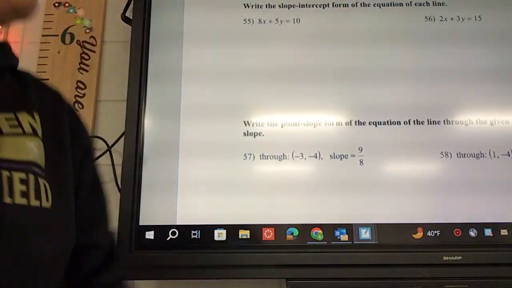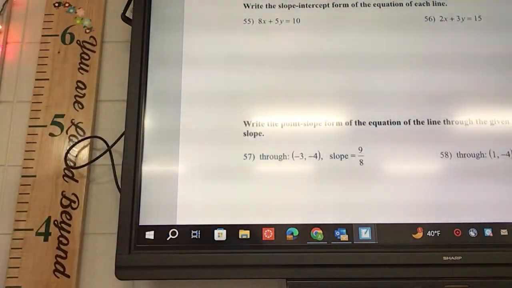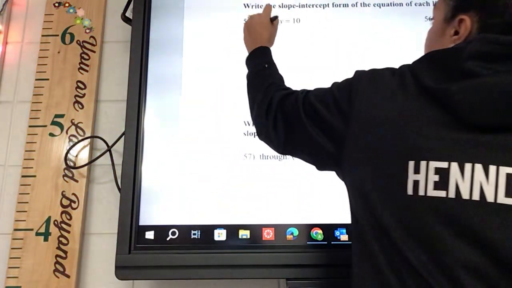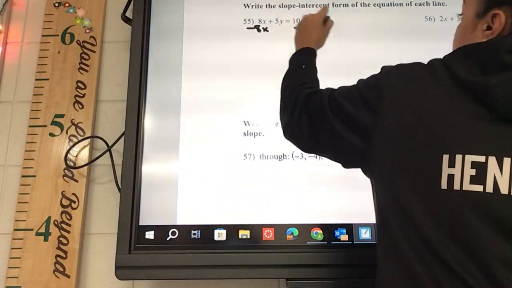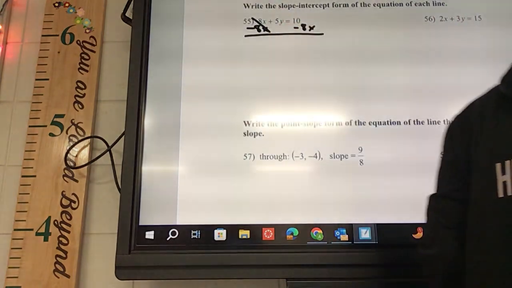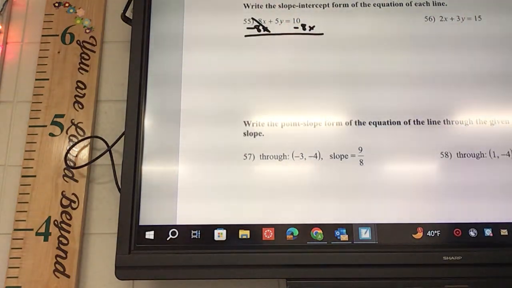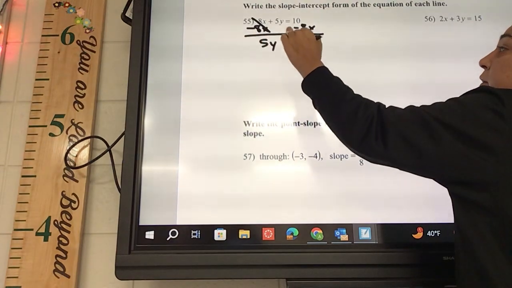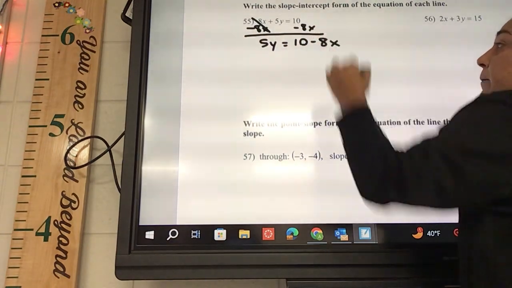The steps are the same every time for these. We're trying to get the y by itself, okay? So you're always going to subtract the x's. Okay, so we're going to say minus 8x, minus 8x. Okay, because the 10 does not have a letter and the x does, we cannot put it together. So I got 5y equals 10 minus 8x.